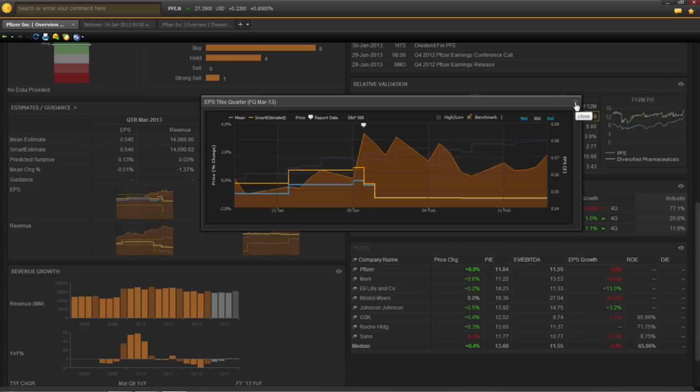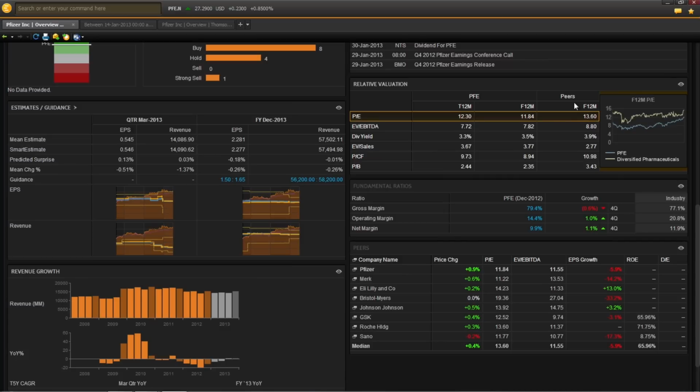So this is a fantastic platform for getting virtually any fundamental type of data that you need at a very quick glance.